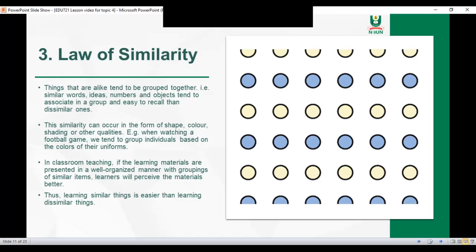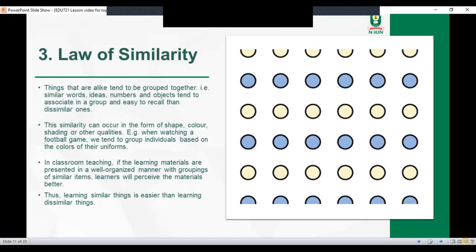Okay, so in classroom teaching too, we should apply the ideas of these principles in our classrooms. If the learning materials are presented in a well-organized manner with groupings of similar items, learners will perceive the materials better. Thus, learning similar things is better and easier than learning things that are not similar.